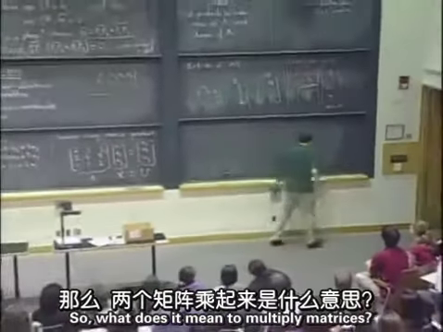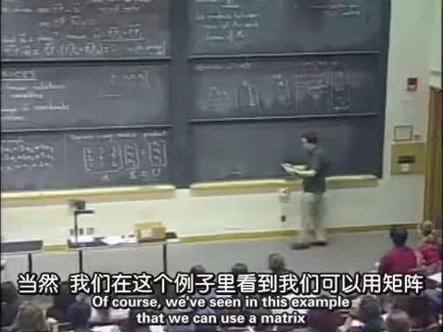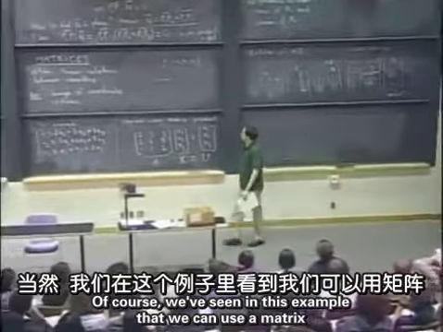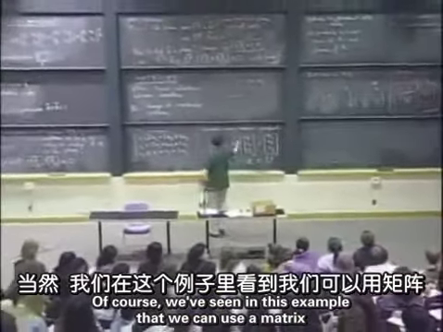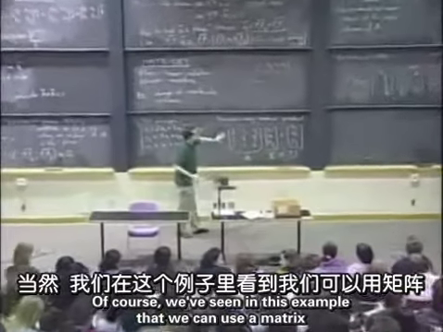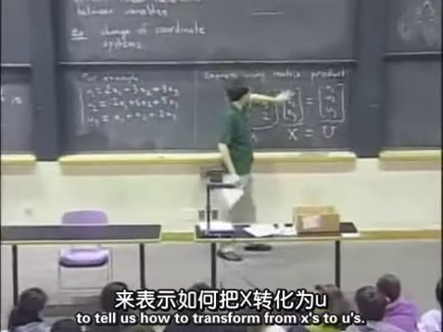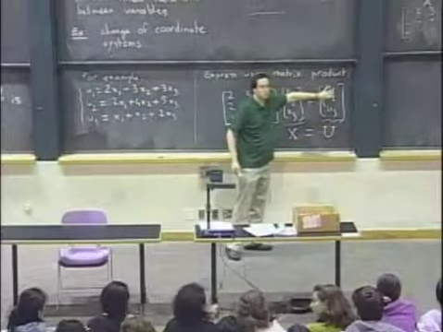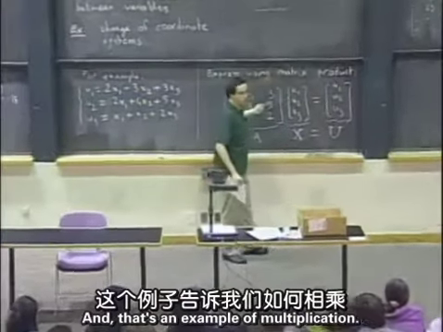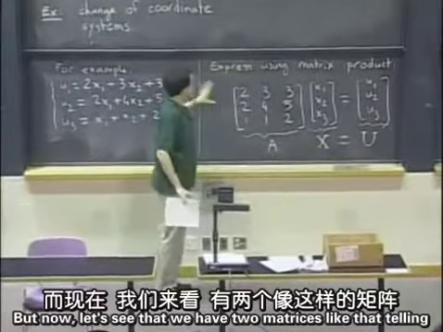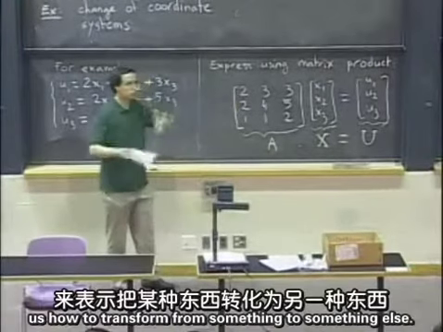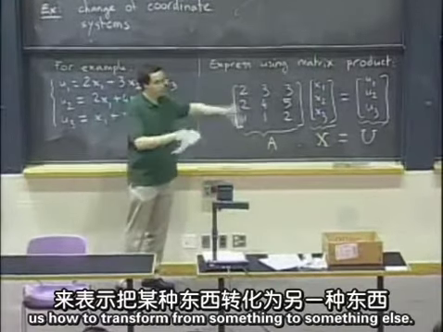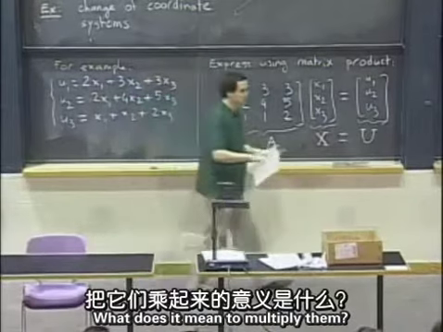So, what does it mean to multiply matrices? I mean, of course, we've seen, on this example, that we can use the matrix to tell us how to transform from x's to u's. And that's an example of multiplication. But now let's say that we have two matrices like that, telling us how to transform from something to something else. What does it mean to multiply them?